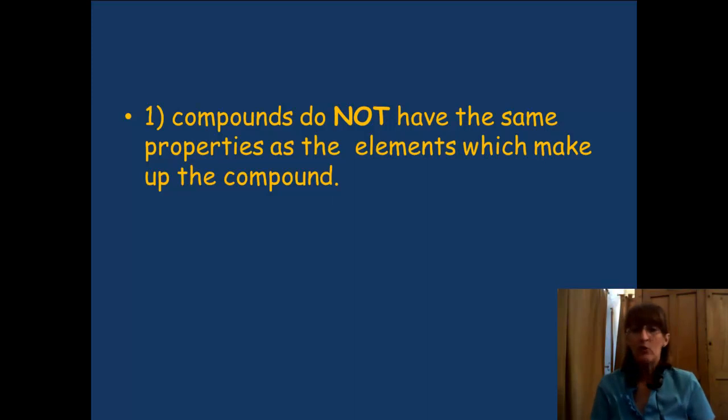Number 1, compounds do not have the same properties as the elements which make them up. So let's say we have hydrogen and oxygen, and we combine them to get water. Water, you guys all know what water is. You've had experience with it. And yet if we take those atoms apart again, hydrogen is a colorless, odorless gas. It's very, very flammable. Oxygen is a colorless, odorless gas. It supports burning. You put them together, you get water that we have to survive.